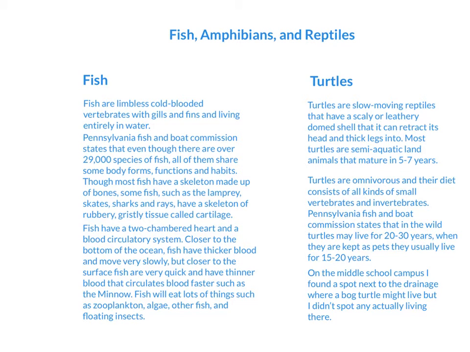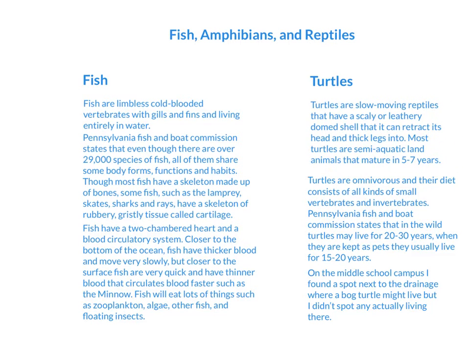Fish have a two-chambered heart and a blood circulatory system. Closer to the bottom of the ocean, fish have thicker blood and move very slowly. But nearer to the surface, fish are very quick and have thinner blood that circulates faster, such as the minnow. Fish will eat lots of things such as zooplankton, algae, other fish, and floating insects.